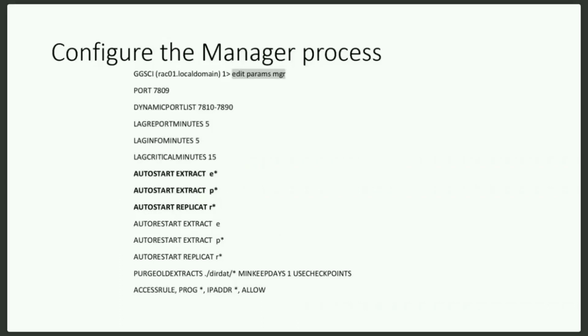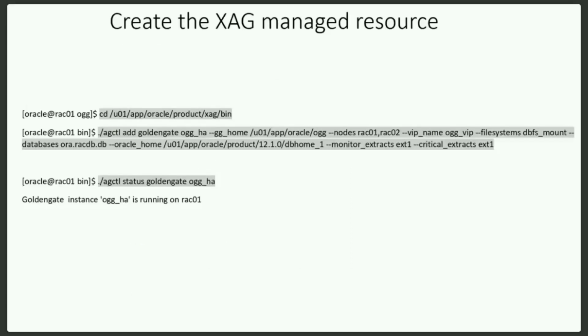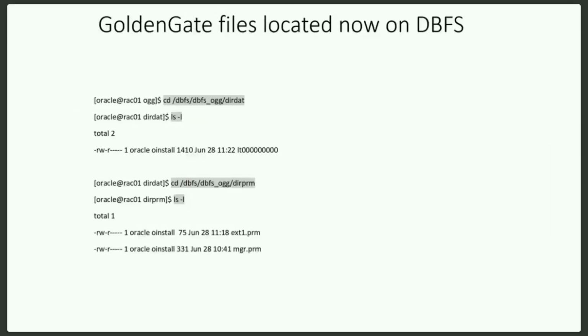Similar to how I configure the manager process for ACFS, that would remain the same even on dbfs. No difference in that. The important thing here is to ensure that auto start is enabled for all the parameters. Then again, using the grid infrastructure agent, I run a very similar command, agctl. The difference is that I specify the file system, in this case as dbfs, as opposed to ACFS. Other than that, everything else would remain the same.